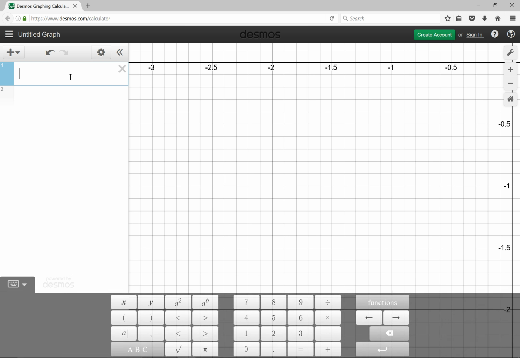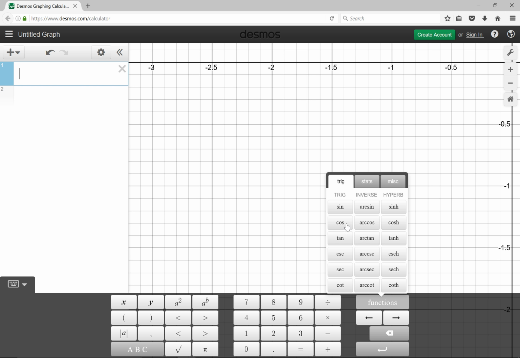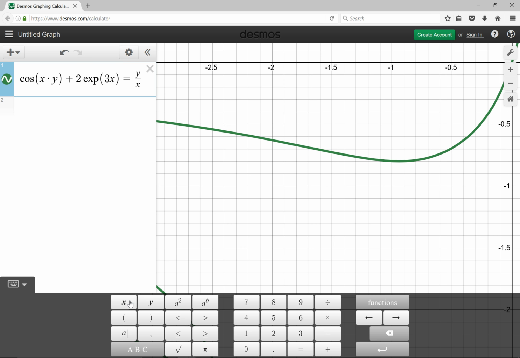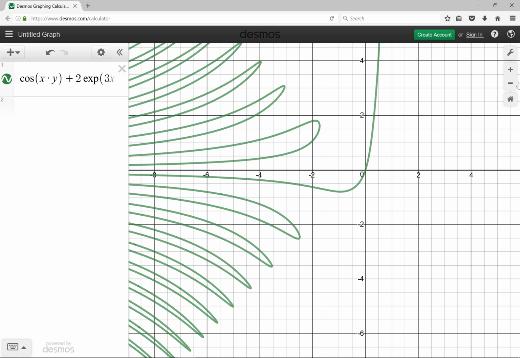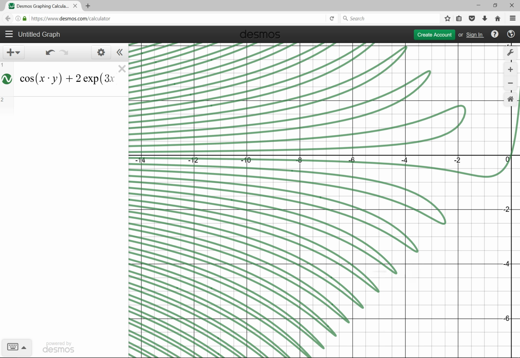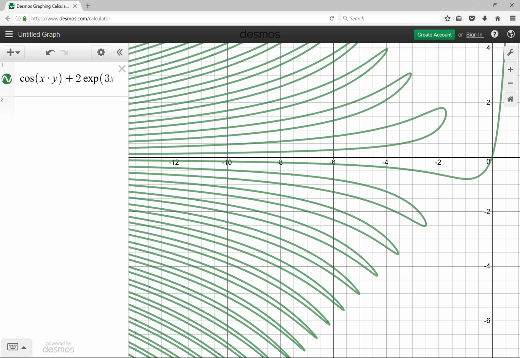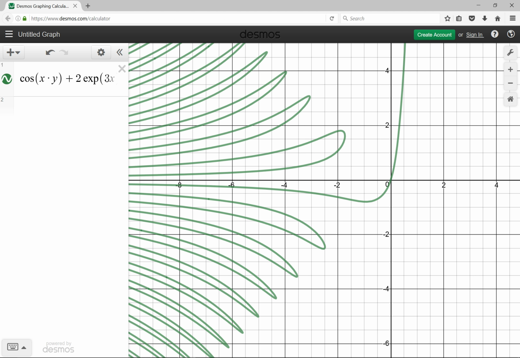All right, so what was it? Cosine of xy, plus 2 e to the, and then equals y over x. Oh, dude. That's what I'm talking about. Huh? Nice. Isn't that cool looking? It's so pretty, Mr. Grimm.